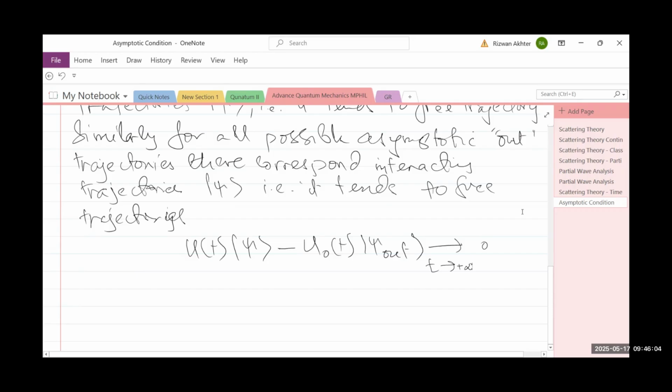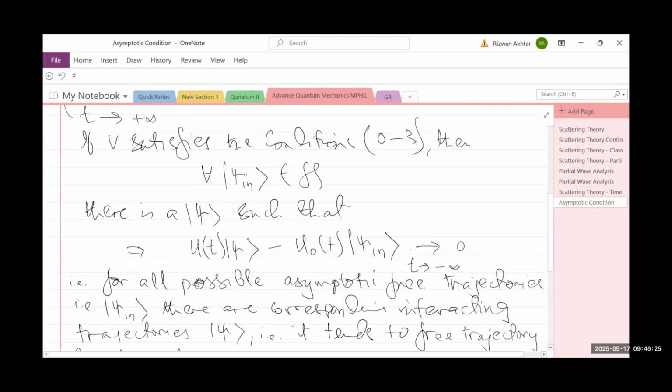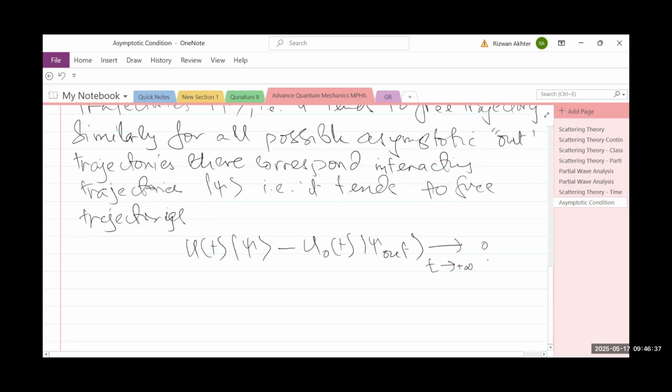Whatever we have said here, that is, the interacting trajectory U of t psi is tending towards a free trajectory at t equals minus infinity and t equals plus infinity. So we need to prove this. That is, ये जो दो statements हमें नजर आ रही हैं, this statement, इसको अगर मैं वन कह दूं, so this is one. और जो दूसरी स्टेटमेंट है, this is in fact two. इन दो स्टेटमेंट्स को हमें साबित करना है. सो लेट्स टॉक अबाउट अ प्रूफ.